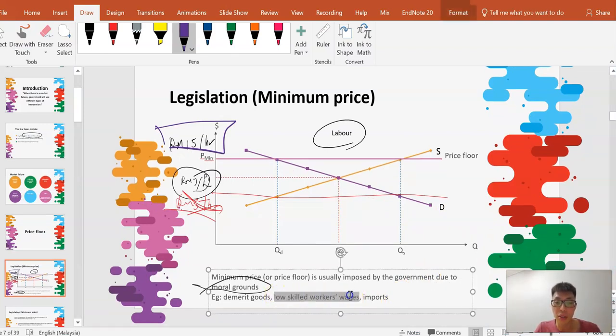It's not only used for low-skilled worker wages. It's also used for demerit goods, if the government doesn't want too much of goods that are harmful, right? And it's also used to reduce competition by imposing them on imports.